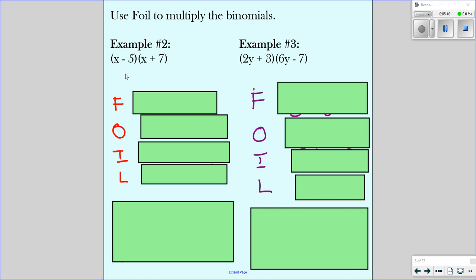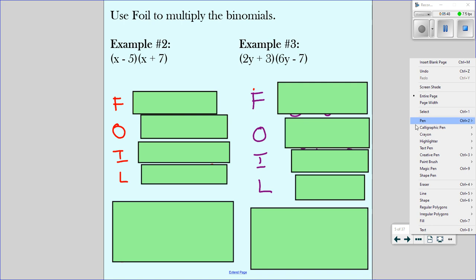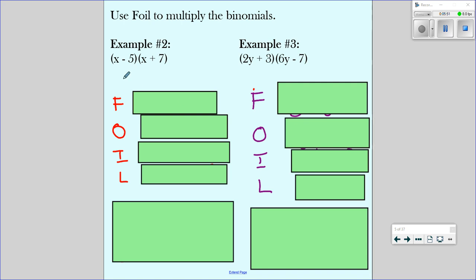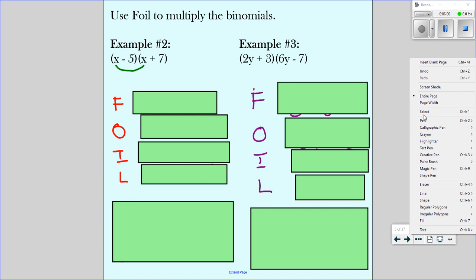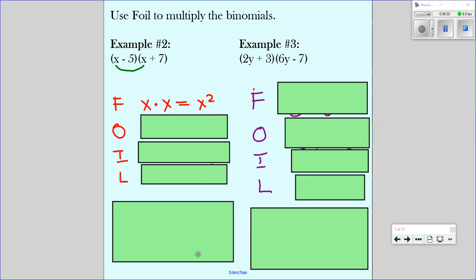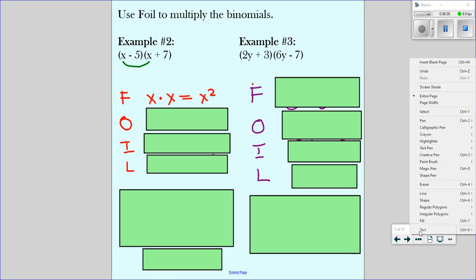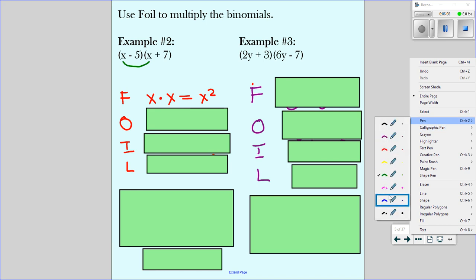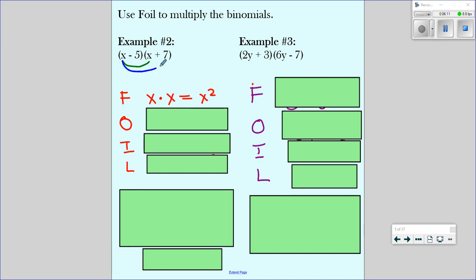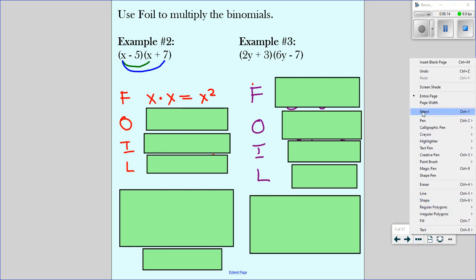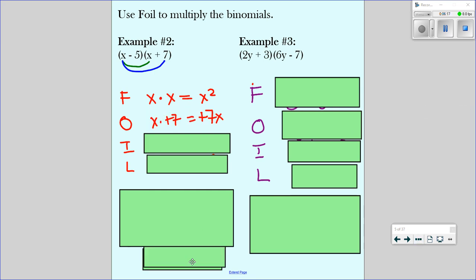So for the first one, I'm using FOIL, so I'm doing the first. So the first with the first, so that's x and x. So that will give me x squared. Then I'm going to do the outer. So the outer is x and 7, positive 7. So that will give me 7x. 7 times x, 7x. Then I'm doing the inner.